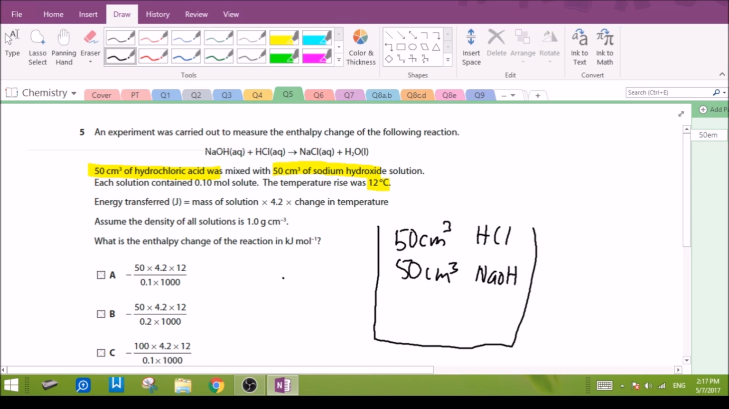Right, so what is the total mass of the solution? First of all, the total volume of the solution is 100 cubic centimeter. Right, 50 from the acid, 50 from the alkali. To find out the mass of the solution, we have to use the information that 1 cubic centimeter weighs 1 gram. That is the density. So 100 cubic centimeter means that the solution has a mass of 100 grams.